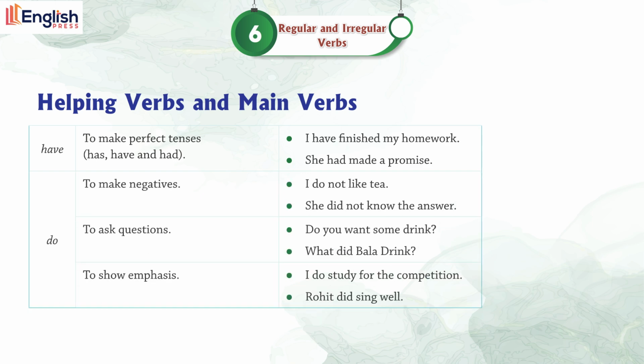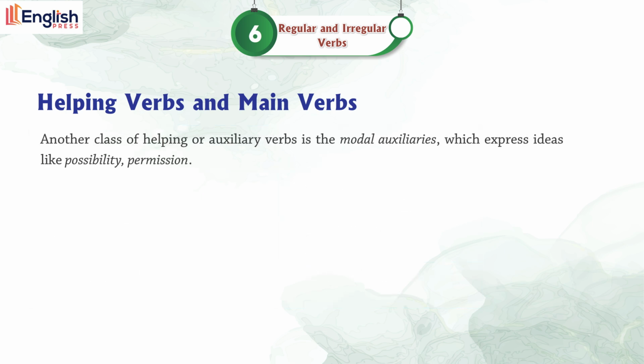Verbs do. Use to make negatives. Example: I do not like tea. She did not know the answer. To ask questions: Do you want some drink? What did Bala drink? To show emphasis: I do study for the competition. Rohit did sing well. Another class of helping or auxiliary verbs is the modal auxiliaries, which express ideas like possibility and permission.